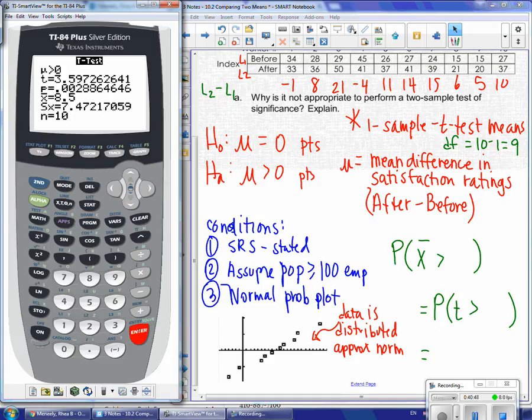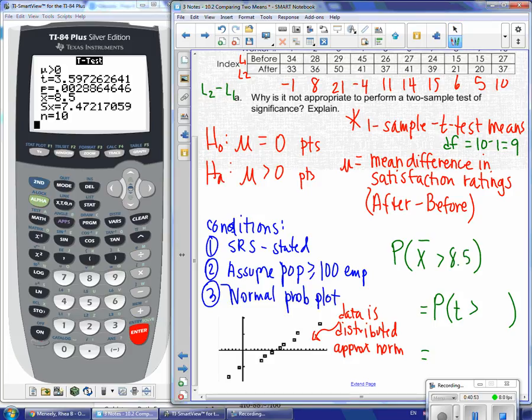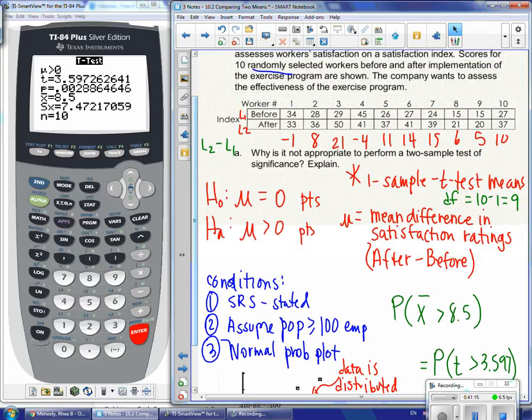Calculate. All right, let's see. X bar in this case is 8.5. The t that I'm given is 3.597. And my p-value is 0.0028, or 0.003. Obviously, that value is significant, which means that I can reject my null hypothesis. There is evidence that there has been an improvement in the satisfaction scores.